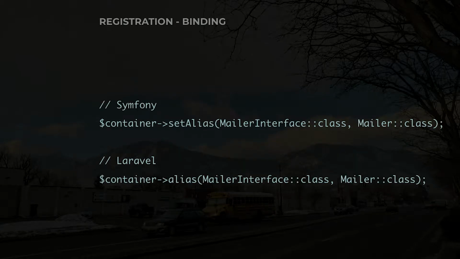There's some syntax sugar in Symfony and Laravel, which allows you to say, well, when the mailer interface is needed, just create a mailer class. In Symfony, it's called setAlias. In Laravel, it's called alias, because Laravel is always shorter and simpler.